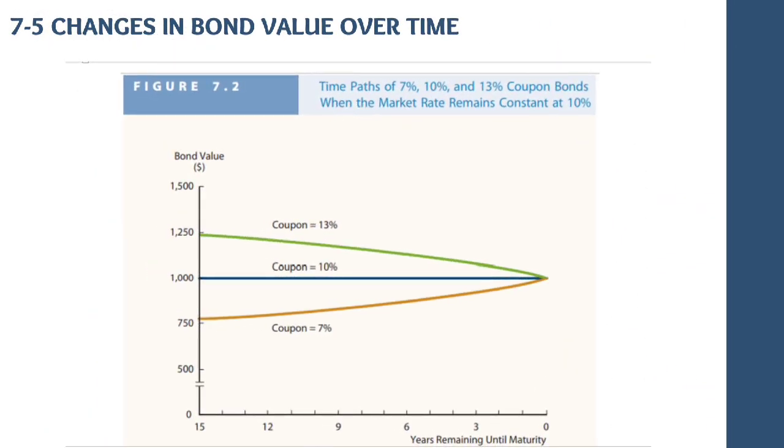Figure 7.2 plots the 3 bonds' predicted prices as calculated in Table 7.1. Notice that the bonds have very different price paths over time, but at maturity, all three will sell at par value of $1,000. Although the prices of the 7% and 13% coupon bonds move in opposite directions over time, each bond provides investors with the same total return, 10%, which is also the total return on the 10% coupon par value bond. The discount bond has a low coupon rate and therefore a low current yield, but it provides a capital gain each year. In contrast, the premium bond has a high current yield, but it has an expected capital loss each year.